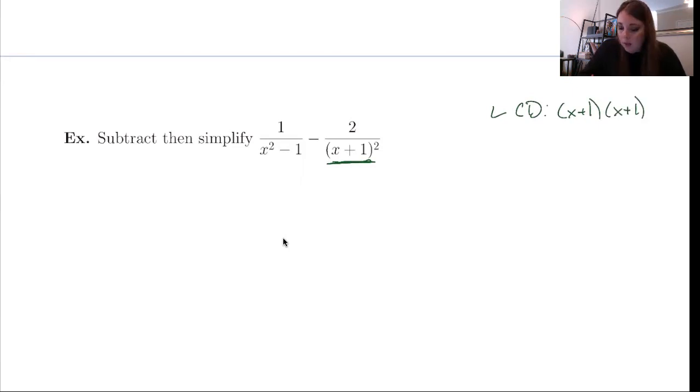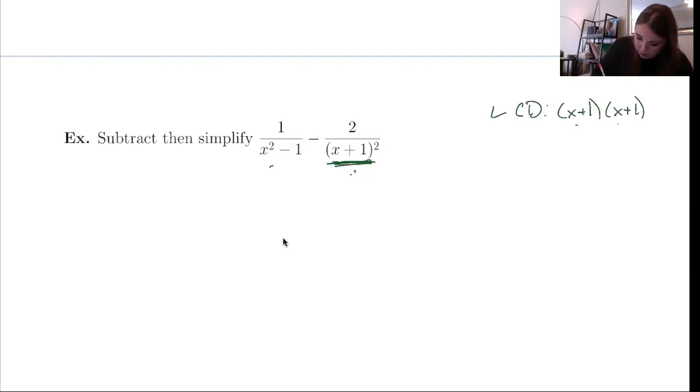It's so cute. I can't have just x plus 1 in my least common denominator, right? I can't have something smaller than what each one of them has. It would be like saying that the least common denominator for 4 and 6 was 2 because they both have a 2 in them, but that's not true. So we're going to have x plus 1 and x plus 1, from that being x plus 1 squared.